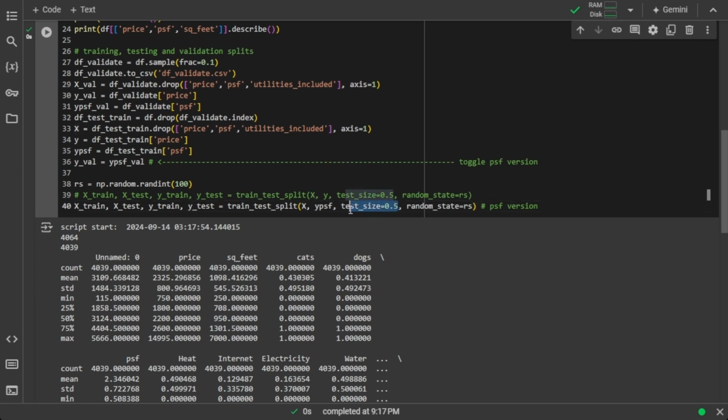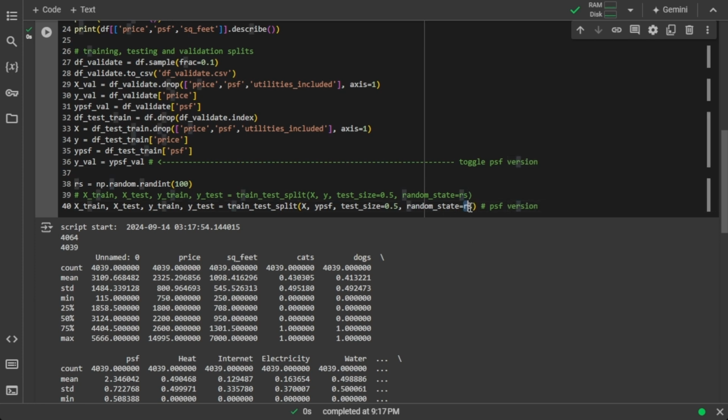So for example, we talked about me choosing a 50-50 split and other people choosing an 80-20 or a 70-30 split. But we didn't talk about which ones end up in the 70 and the 30. Is it the first 70 and then the last 30, or is it a random mix? And so that's what this random state is.